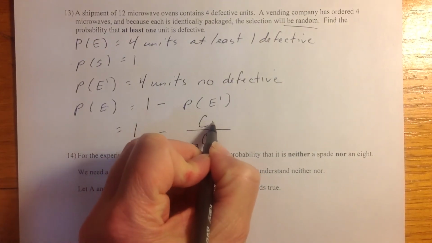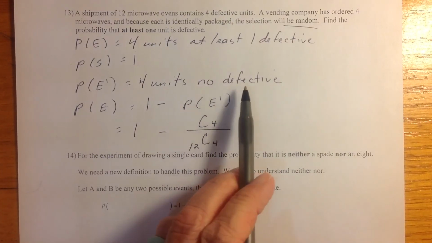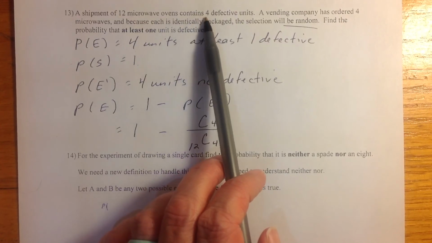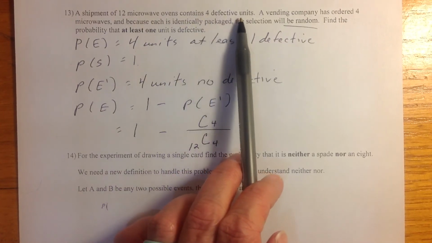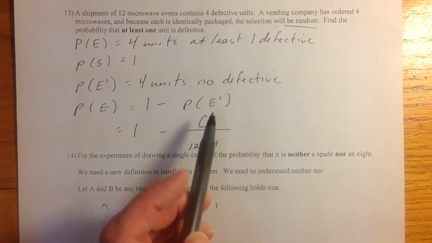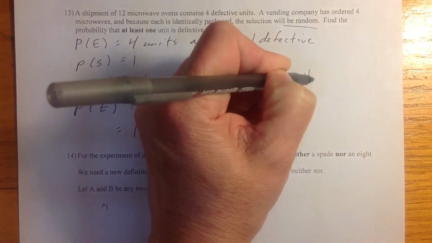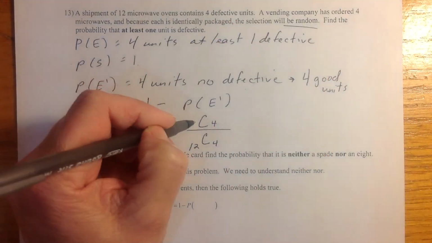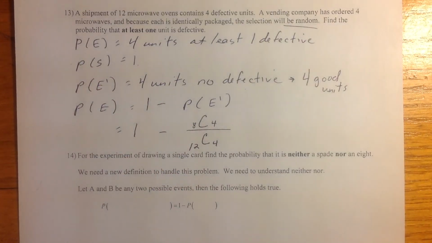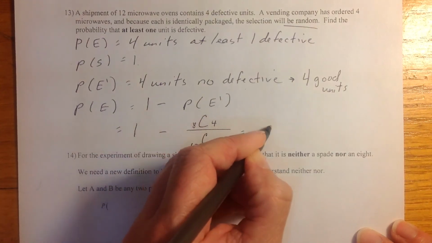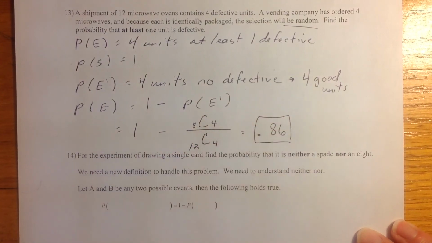Now the top is still give me 4, but I don't want any bad ones. So right here it says that it contains 4 defective units. Well, if I want 4 units no defective, that could also be said 4 good units. Well, there are only 8 good units, so I'm going to do 8C4. When you find this with your calculator and you subtract from 1, you get 0.86.